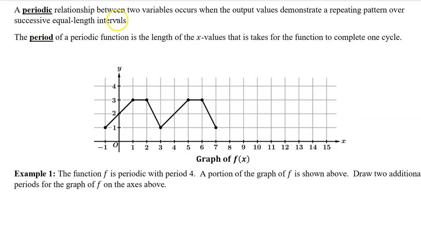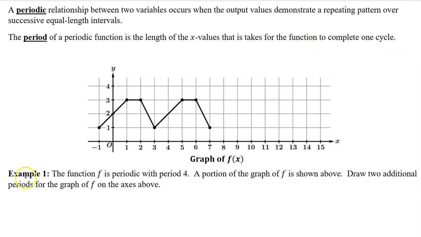A periodic relationship between two variables occurs when the output values demonstrate a repeating pattern over successive equal-length intervals. The period of a periodic function is the length of the x values that it takes for the function to complete one cycle.